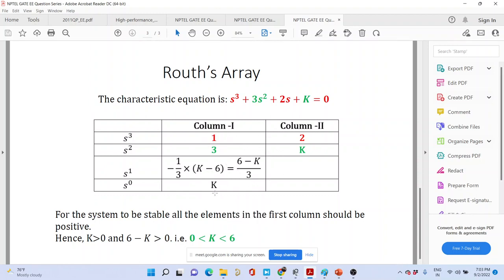For all the roots of the characteristic polynomial to be on the left-hand side of the S-plane, all the elements of the first column should be positive. So k has to be greater than 0, and 6 minus k must also be greater than 0. So k must lie between 0 and 6. So the answer is A.